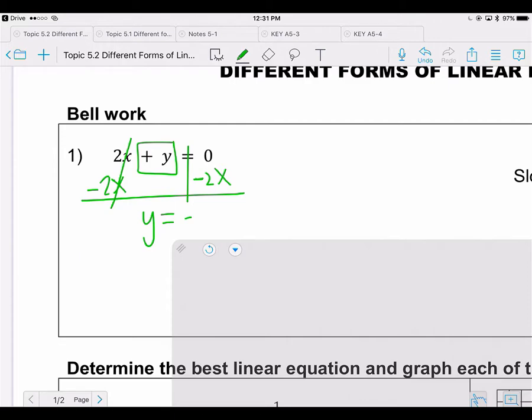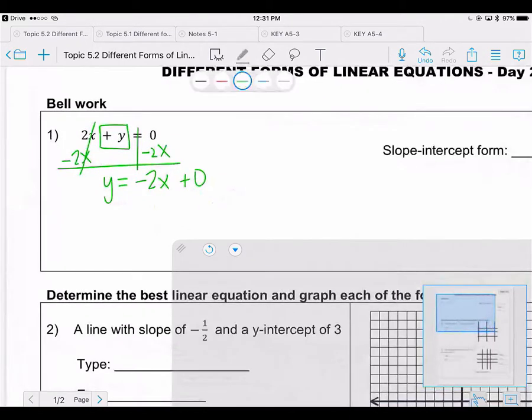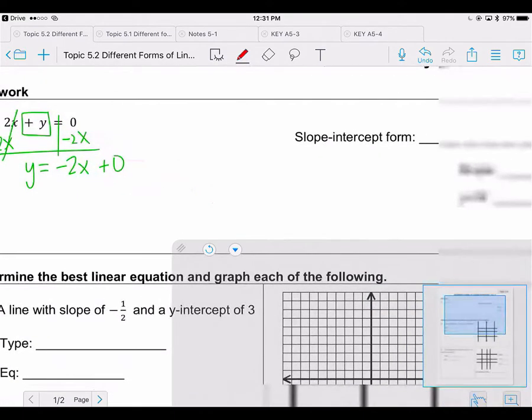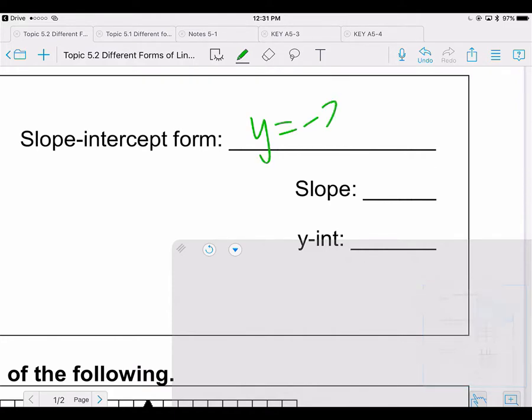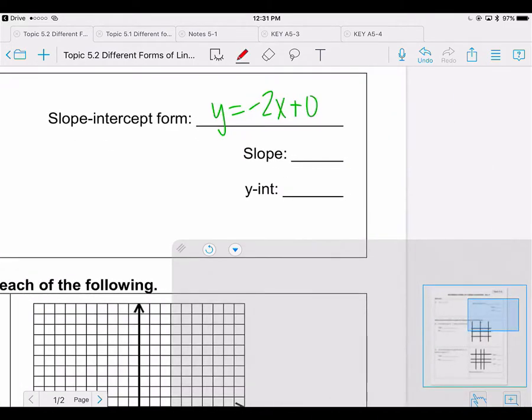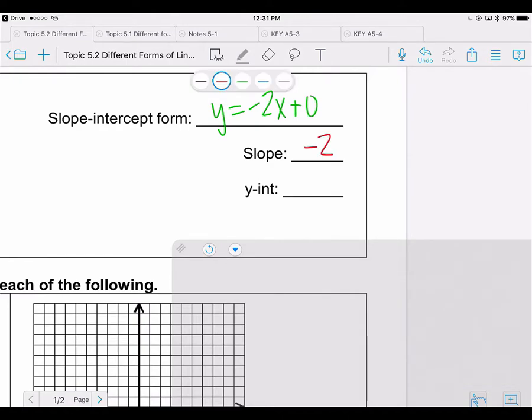We are left with y over here. X and 0 are not the same term, so we rewrite them separately. So my slope-intercept form is what we just did. Y equals negative 2x. You can put plus 0 or you don't have to put anything. My slope is what's with x, and then my y-intercept is the 0, 0.